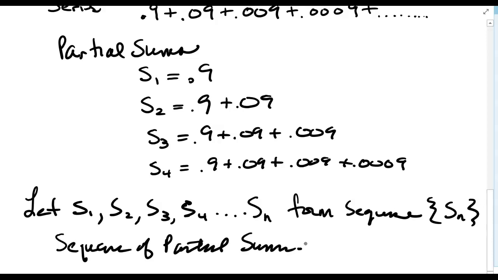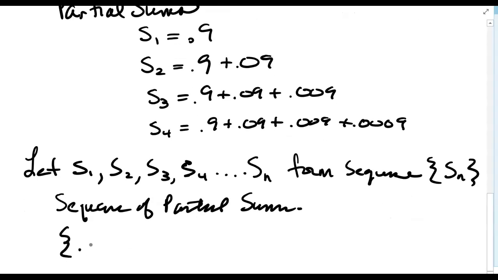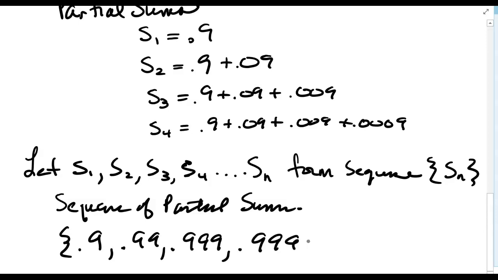So remember, it's a sequence. You're not adding them up. So the first is 0.9, then 0.99. The second is point... So the sequence looks like this. It's just a listing of numbers. Dot, dot, dot. And the sequence goes on.